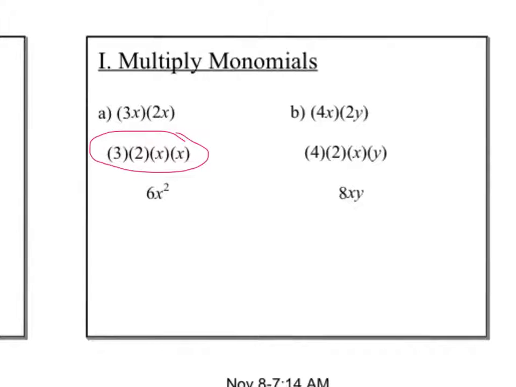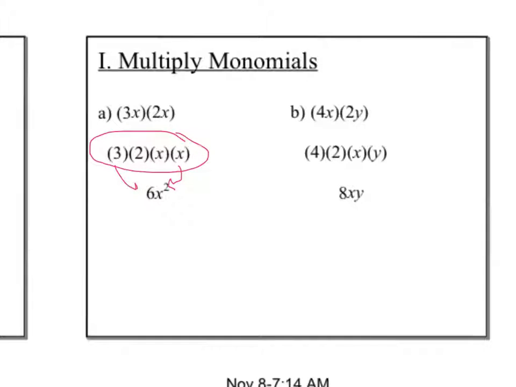So you've got the two coefficients, so 3 and 2, and then the two variables next to each other, x and x. And then you multiply each separately. So 3 times 2 is 6. X times x is x squared. You're going to need to remember your exponent rules from chapter 3.